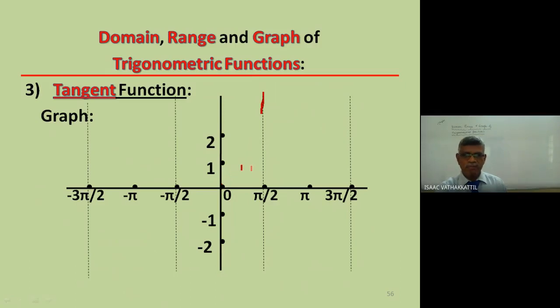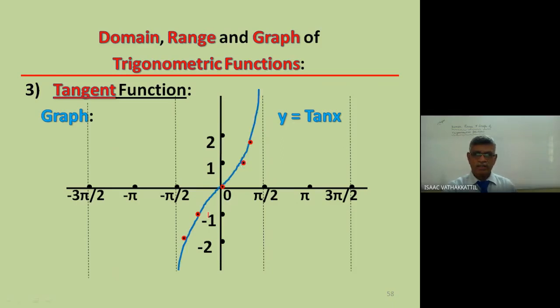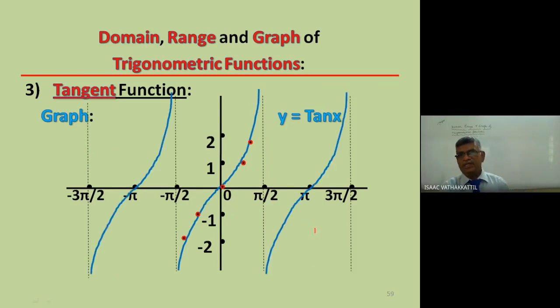Tan pi by 3 is root 3, we know the values. Tan minus pi by 4 is minus 1, tan minus pi by 3 is minus root 3, like that. And further, tan minus pi is 0. The values when you plot, you get, this is actually one branch. Further, beyond pi by 2 and before minus pi by 2, again the graph will be repeating the same.